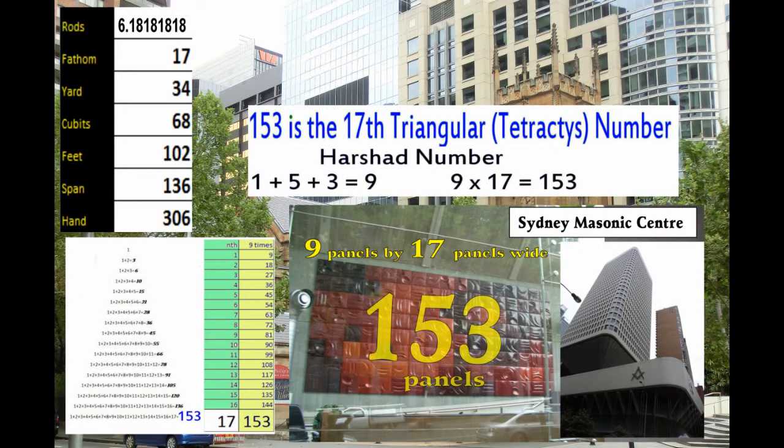Now, it's not only Christian, it's also very occult. So, for instance, the Sydney Masonic Centre, 153 panels, 9 times 17. Another reference to this to further back it up.